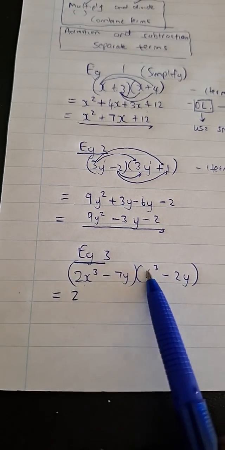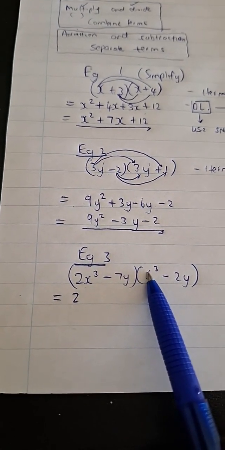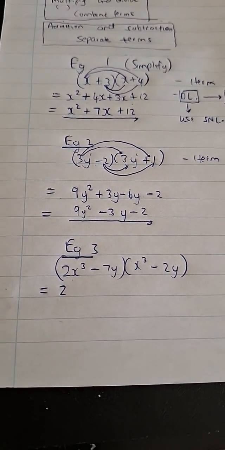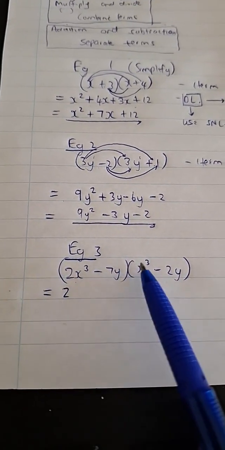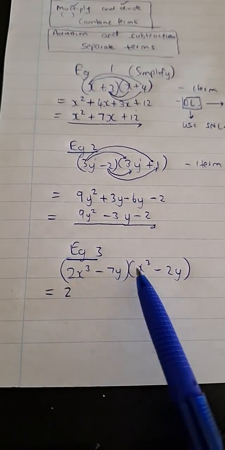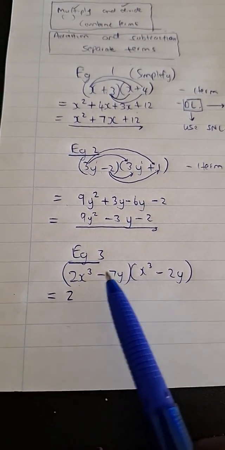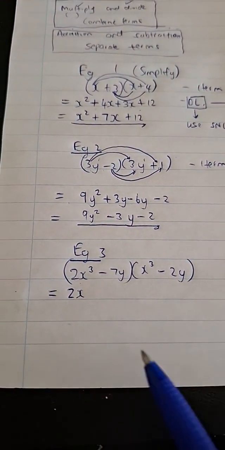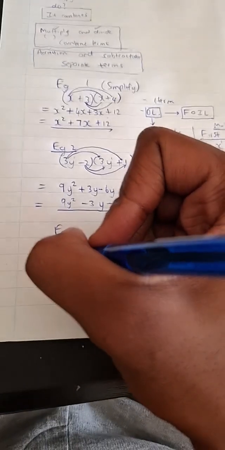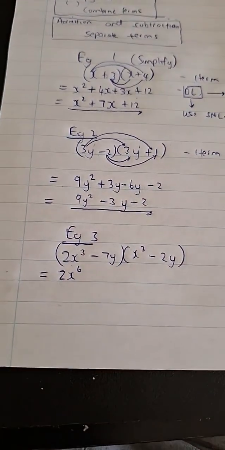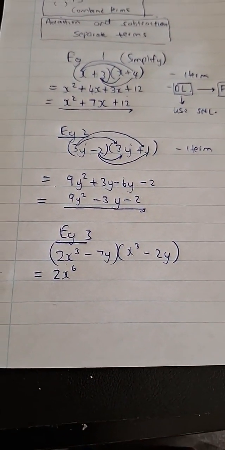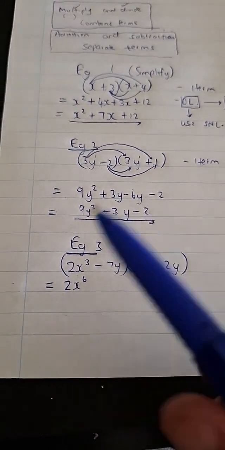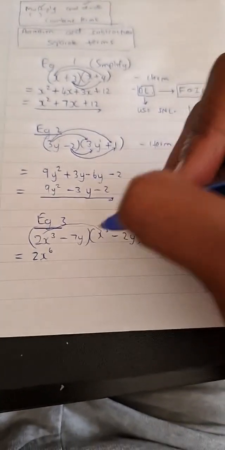X cubed times x cubed. What is x cubed times x cubed? We are multiplying same bases. So when we're multiplying same bases, we keep the base, we add the exponent. What's 3 plus 3? The exponent gives us 2x to the power 6. All right? Then, that was first.